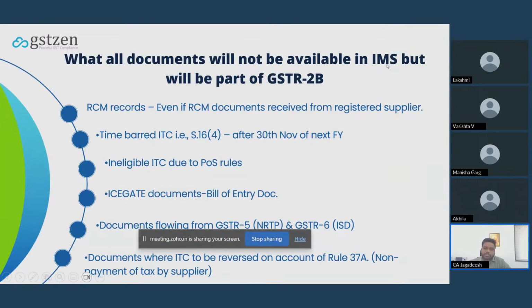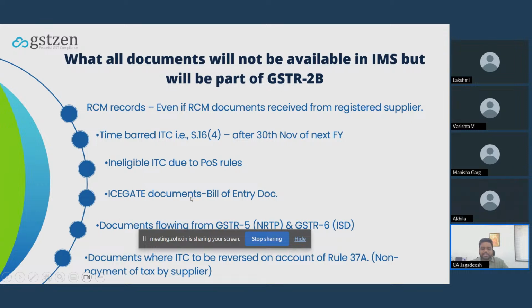Now, what documents will not be available in IMS but will be part of GSTR 2B? Once again, we'll discuss this slide. All the RCM records: if my supplier has issued any invoice with RCM as Y, it will not pass through the IMS. It will go directly to the GSTR 2B. Time barred ITC, which we already discussed, that is 30th November. Ineligible ITC, such as the place of supply rules we have discussed, hotel accommodation, and so on.